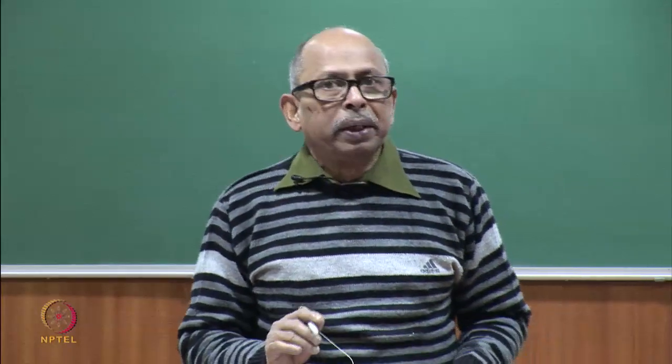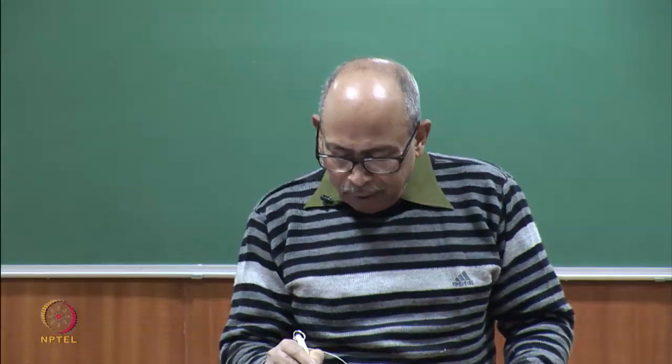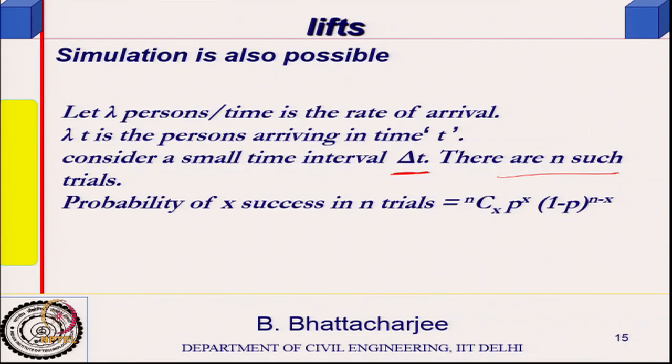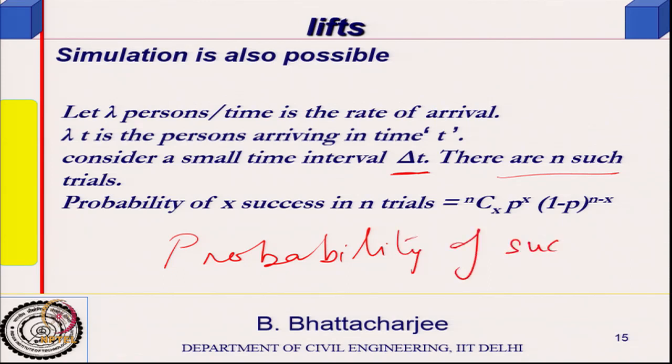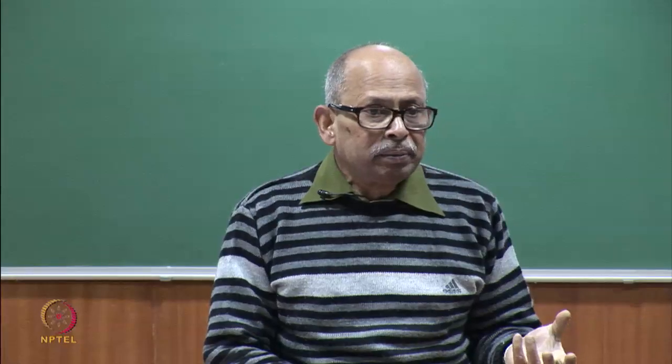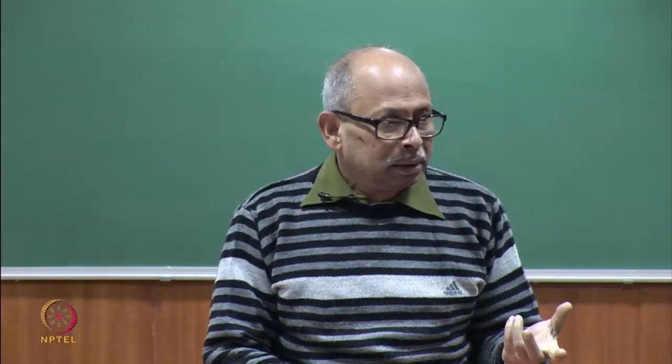Now, if you look at it, this is actually a case of what we call a binomial distribution. That means I have either success or failure. So, if the probability of success is p, then the probability of failure is 1 minus p. Suppose I am interested in finding out, of my n trials, x successes.